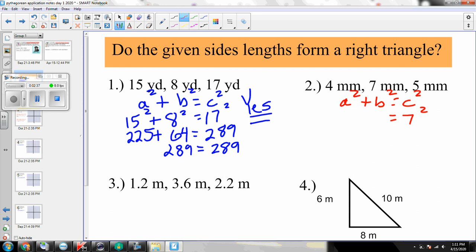7 is C. 4 and 5 would be the legs. So I would have a 4 squared and 5 squared for a squared plus b squared. 4 squared is 16. 5 squared is 25. If I square 7, I get 49. Now I'm going to add the 16 and 25 together to get 41. But 41 does not equal 49, so the Pythagorean theorem does not work. That means no, this is not a right triangle.